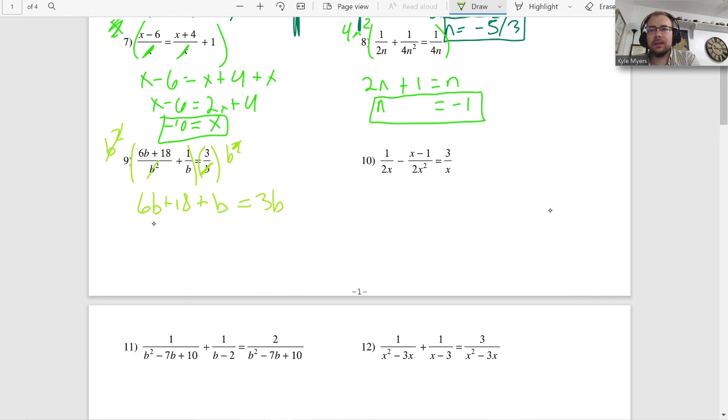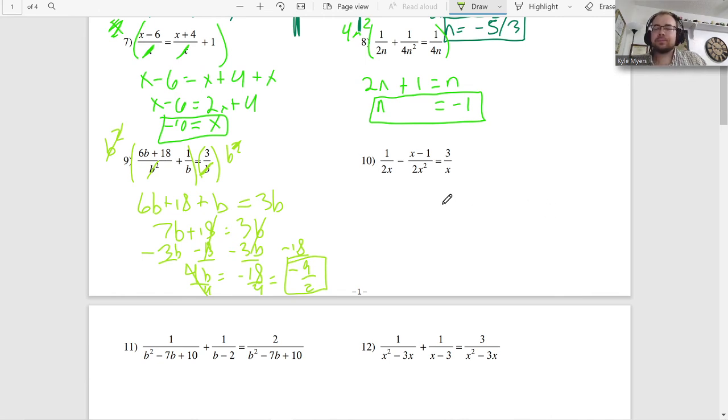All right, lots of b's. So 6b plus b is 7b, plus 18, equals 3b. I want to subtract 3b from both sides. I want to subtract 18 from both sides. That cancels, that cancels. 4b equals negative 18. Divide by 4. Divide by 4. This is another not so nice answer. Goodness gracious. Negative 9 halves.